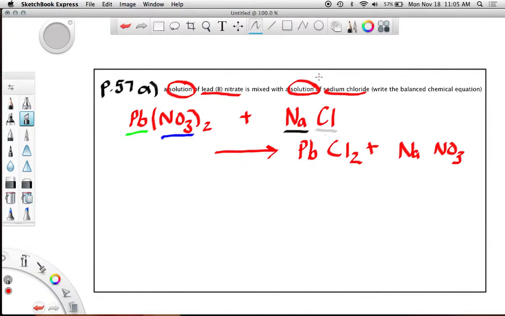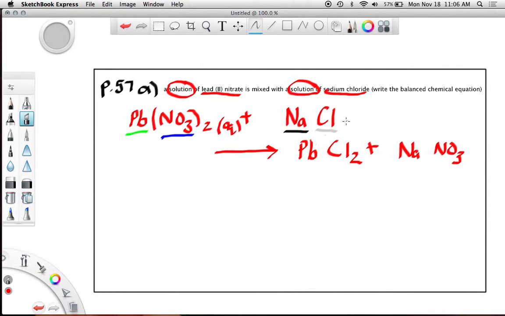So I look up NO3 compounds. What's the rule for NO3 compounds on my chart? AQ, except. Are there any exceptions? No, they're all soluble. So this one is definitely going to be soluble, which is good because it says that in my question.